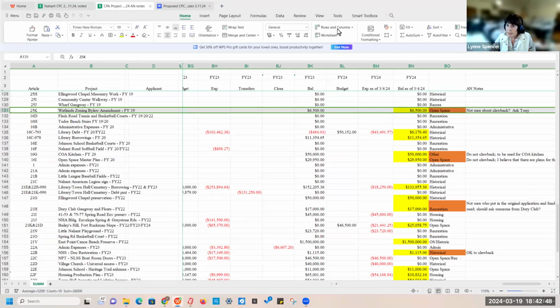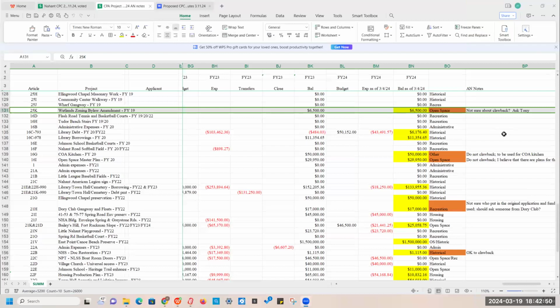Sorry, I'm marking up my chart as we go along. Isn't it appropriate to find out what the borrowing was supposed to be applied to? It says it's for the library. It's for the fiscal year 22 borrowing and then the fiscal year 20 borrowing.